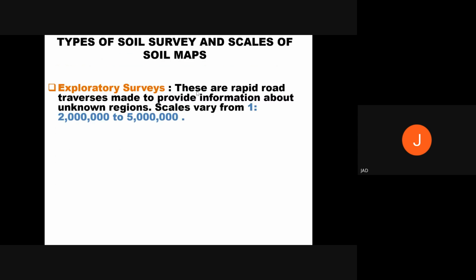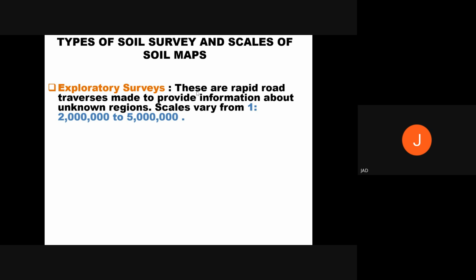Then in the survey, one of the things that we consider when you develop a map is what they call the scale. So if you have a map and the map says 1 to 2 million, what's the meaning? 1:2 million. Who can explain to us?